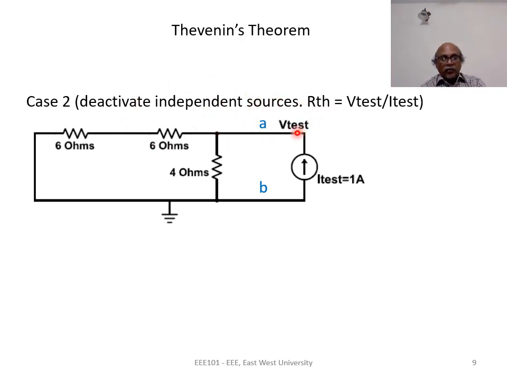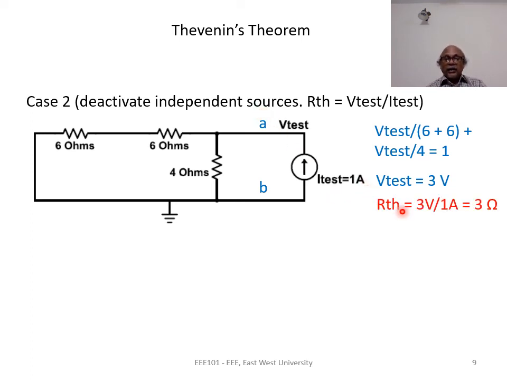So if I look at node A, 6 ohms and 6 ohms are in series. There are two resistive branches and a current source branch. So this is the node equation. If we solve it, we find out Vtest is 3 volts. Now RTH is Vtest over Itest. Itest is 1 ampere. So RTH is 3 ohms. Again, this is the same result that we have obtained from case 1 and special case.